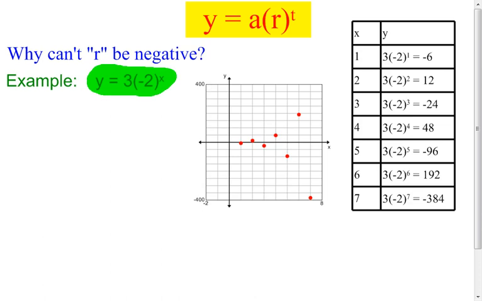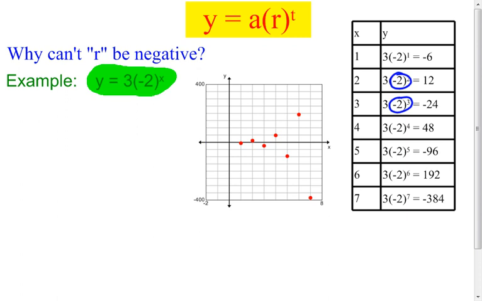Similarly, when your ratio is a negative number, so we look at the equation 3 times negative 2 to the x. When x is 1, 3 times negative 2 to the 1 is negative 6. 3 times negative 2 squared, so I have to take negative 2 squared first, which is 4, times 3 is positive 12. Negative 2 cubed is negative 8, times 3 is negative 24, okay? And if you look at what's happening with the dots on the graph, they jump back and forth, back and forth, back and forth. It's not consistently growing, it's not consistently decaying, it's just kind of a mess.